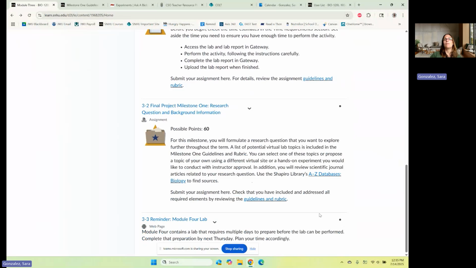And then here's just a quick little reminder for module 4 lab. That one's going to take a while. So make sure you plan your time accordingly. I would definitely recommend reading up on that one. After you complete everything for this week, read up on that one and plan ahead in terms of time management.